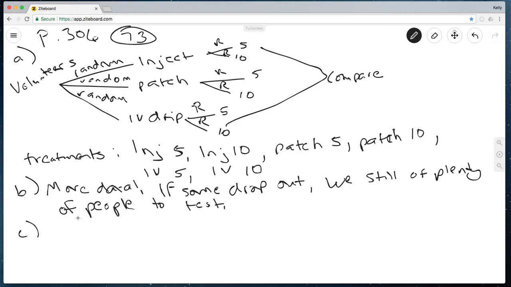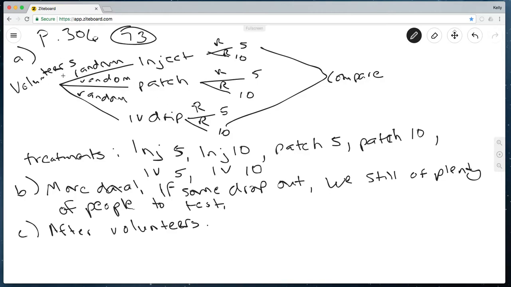And then C, the drug may behave differently on men and women. So how would you modify your experimental design to take this into account? Well, first of all, after volunteers, let's look at our diagram again. Where would I change women and men? Well, it obviously would come between deciding what dose you get, and it probably would even come before which type of treatment you're going to get.